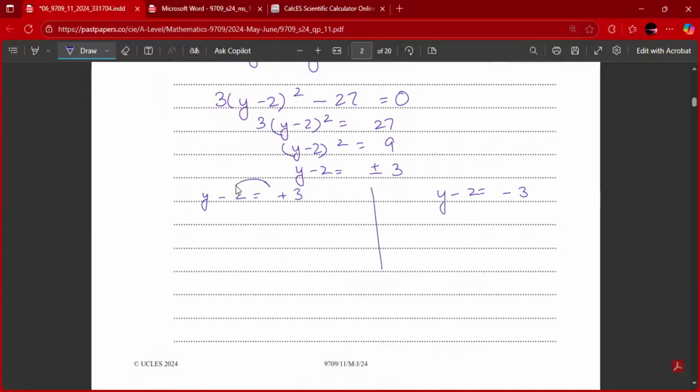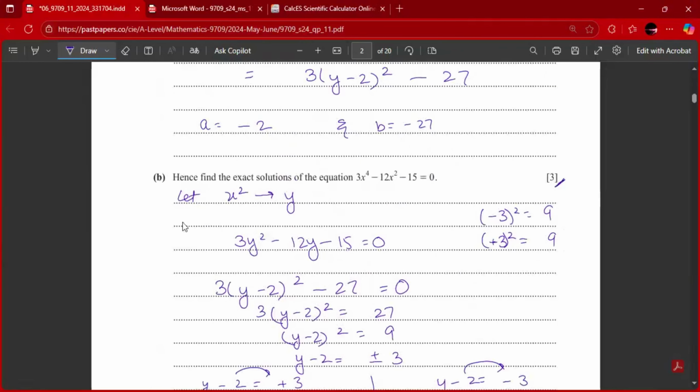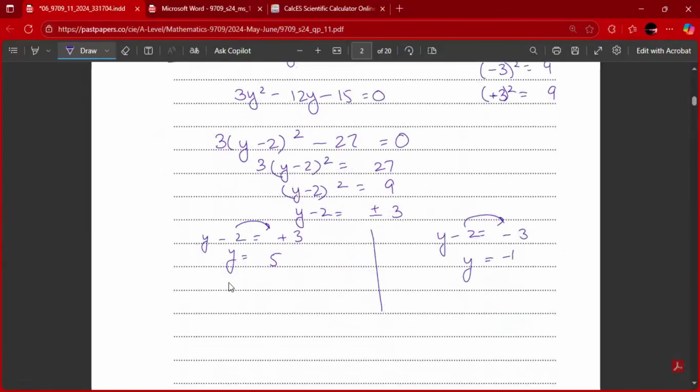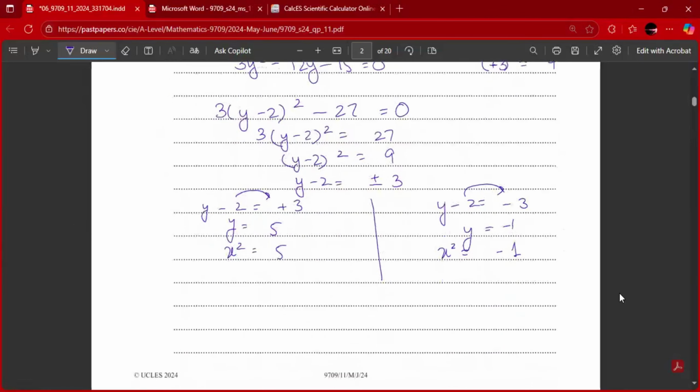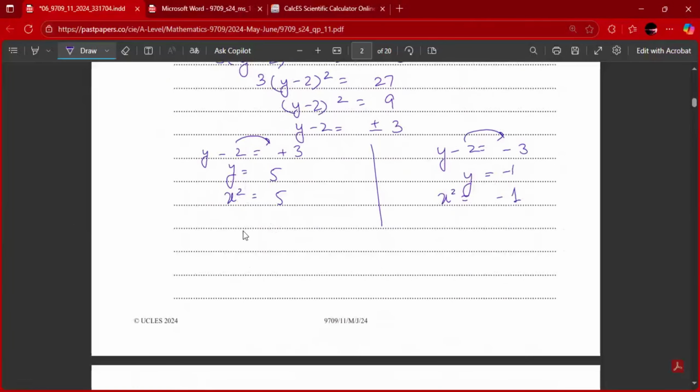Now taking minus 2 to the other side, y is equal to 3 plus 2, 5. y is equal to minus 3 plus 2, which is minus 1. But at the start, I said let x squared be equal to y. So now we replace y: x squared is equal to 5 and x squared is equal to minus 1. Now doing the square root to eliminate the square, x is equal to plus minus square root of 5.